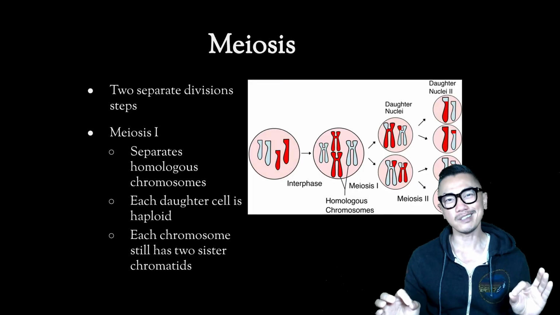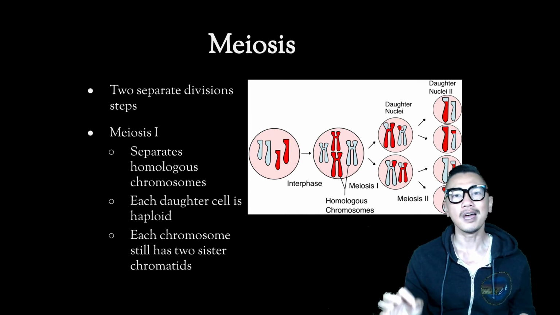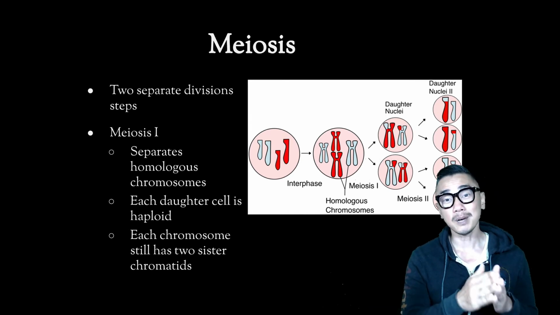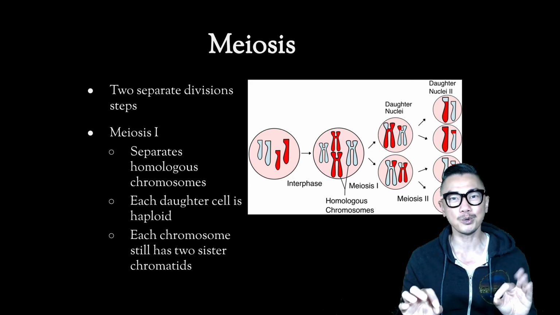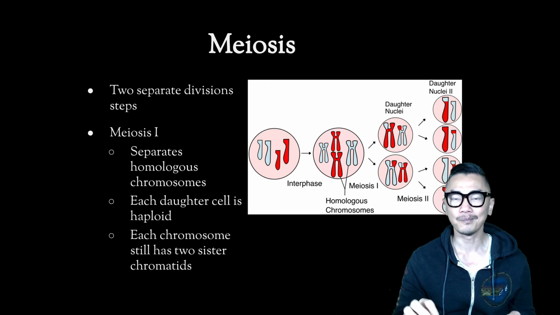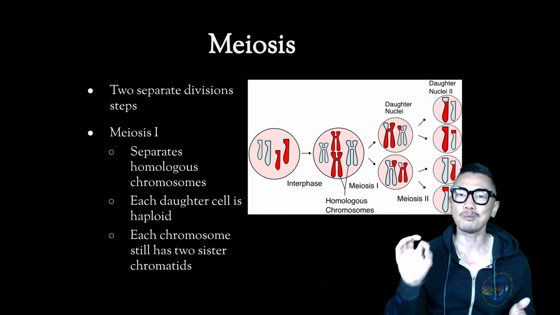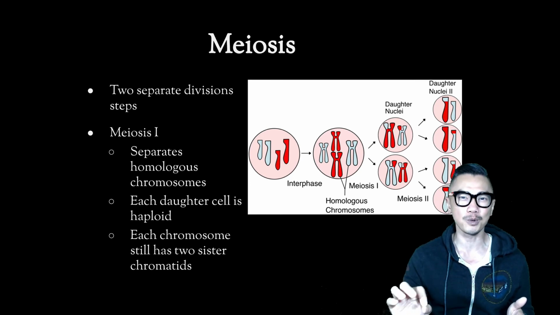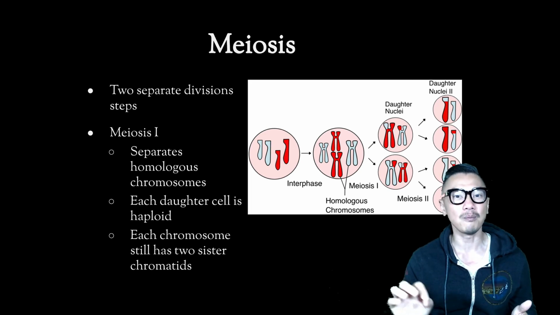Meiosis can be broken down into two separate divisions called meiosis I and meiosis II. In meiosis I, homologous chromosomes will separate into two daughter cells. Each daughter cell will be haploid, and each daughter cell will have chromosomes that are each made up of two sister chromatids. Try to see and understand this in the diagram on this slide.